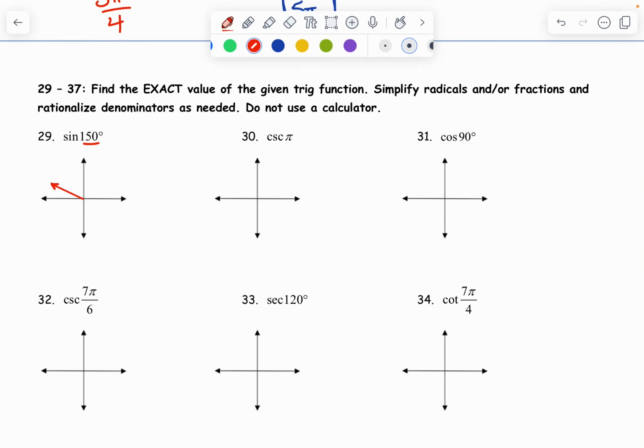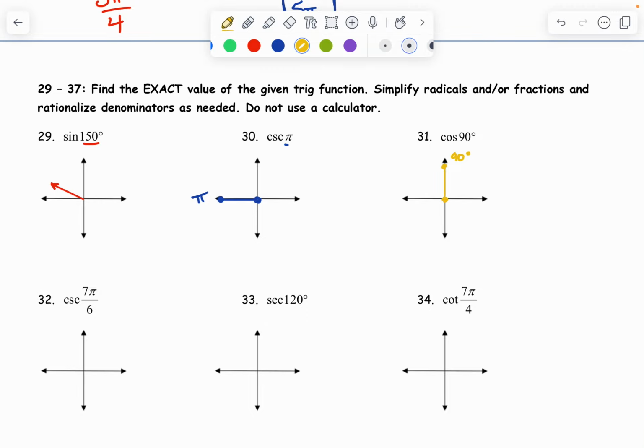in quadrant 2. This next one, pi. Pi is on the negative x-axis. Okay, that's pi. 90 degrees is on the positive y-axis. 90 degrees. And you can do this for all of them. I'll just go a row at a time.